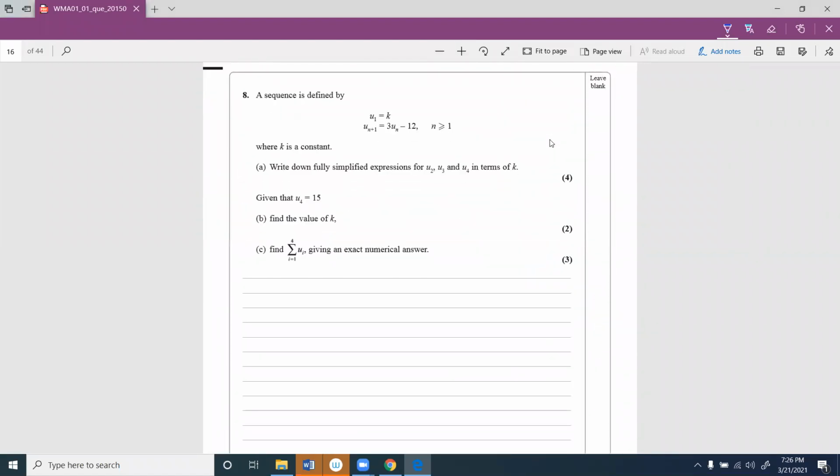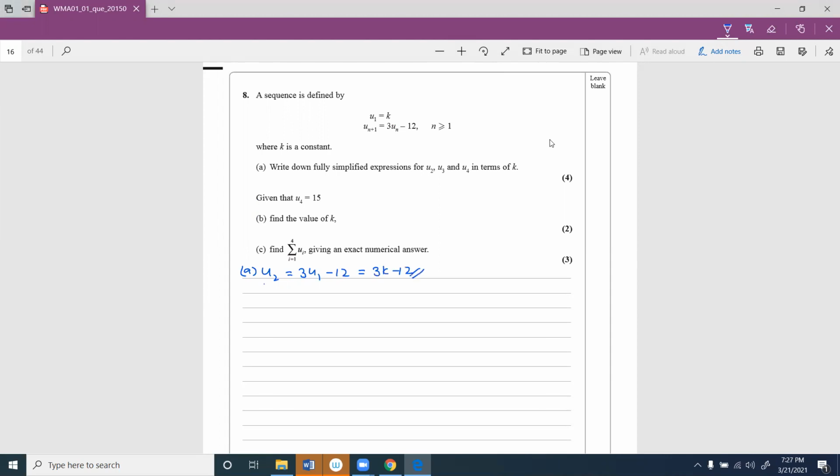Right. When you come to this question, the sequence is defined by u1 is k, u(n+1) is 3 times un minus 12. This is a recurrence relationship. Try to find the simplified u2, u3, and u4. Then you can write u2 is 3 times u1 minus 12. u1 is already given as k. Therefore, u2 is 3k minus 12.